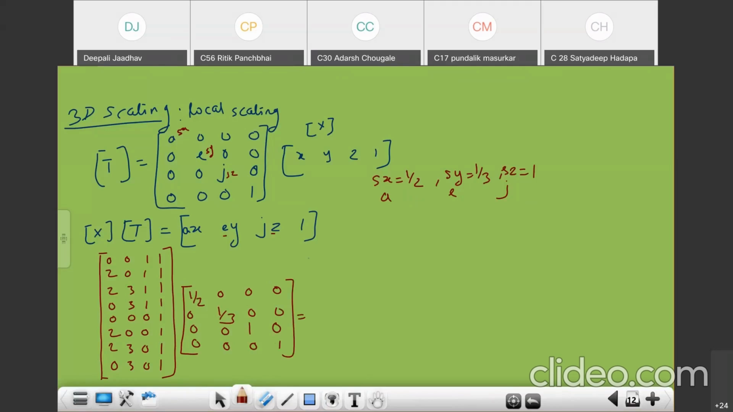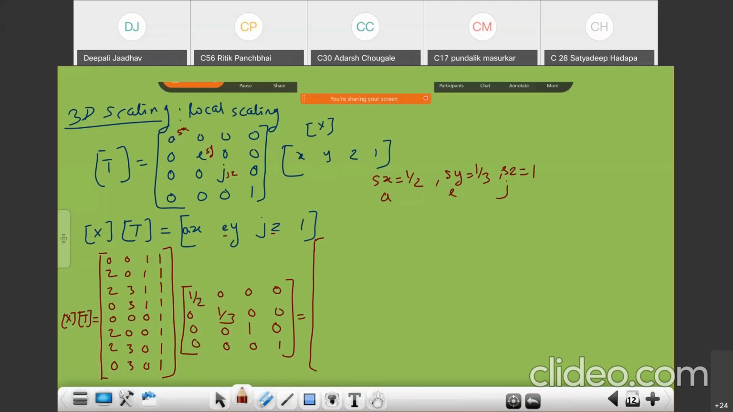Multiply this with these position vectors with the homogeneous coordinates. 8 position vectors are there. So the first position vector multiplies with this one. I write X multiplied with T to get the final result. So the result is to multiply this one with this one, as we perform the normal multiplication of matrices.